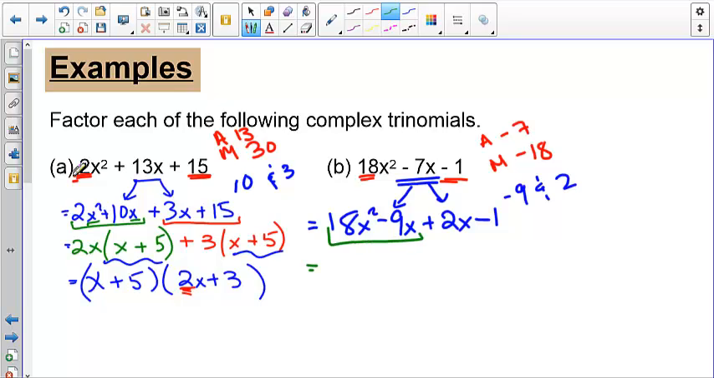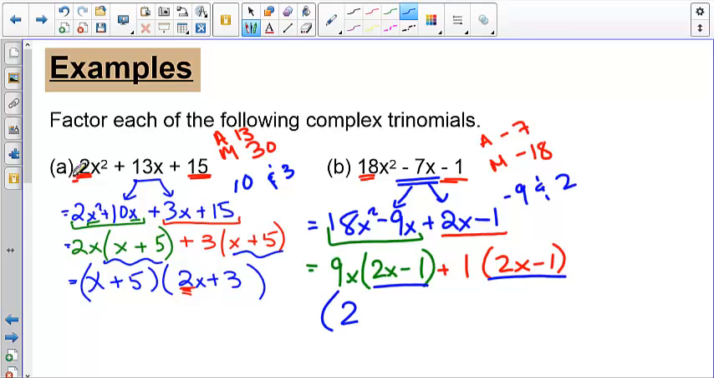Out of the 18x squared and the minus 9x, we can take out a 9x, and we can be left with 2x minus 1. In the second set of brackets, oh look, we already had 2x minus 1. So what can we factor out of that to make it the same? Well, all we have to do is just factor a positive 1 out of it, and it stays the same, right? So our very last step is to just notice that 2x minus 1 and 2x minus 1 were common factors. We can factor that out. And our leftovers are 9x plus 1. And that is equal to what's above.